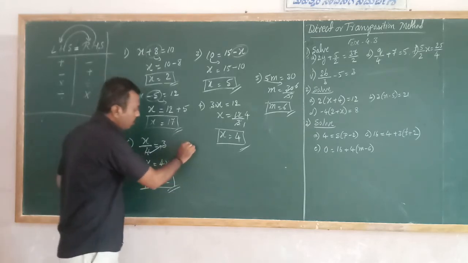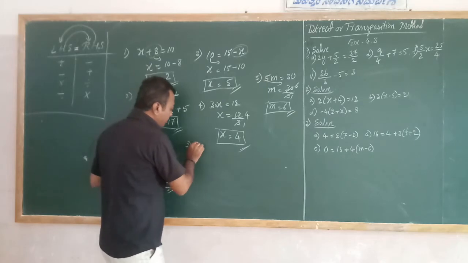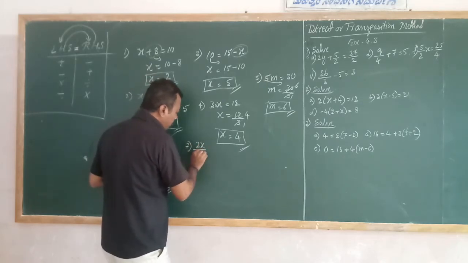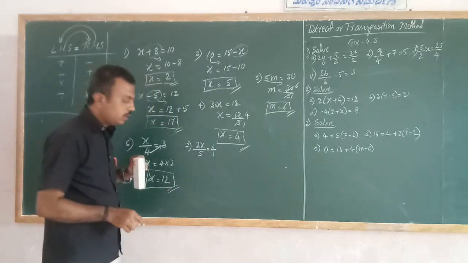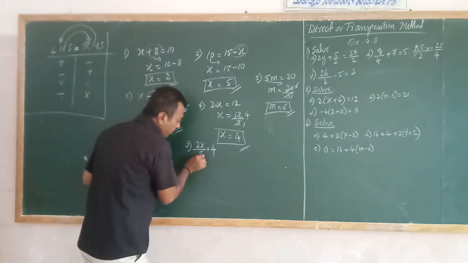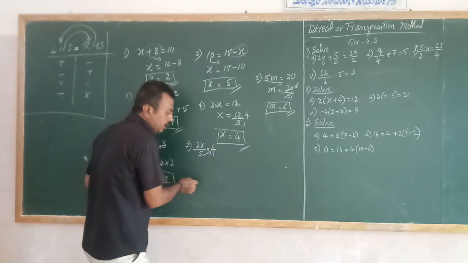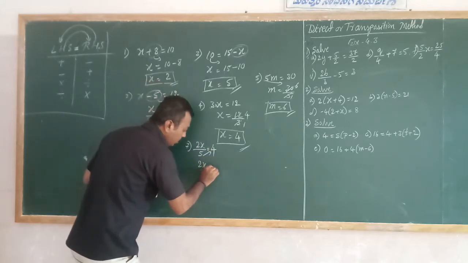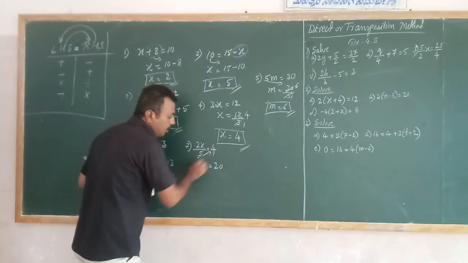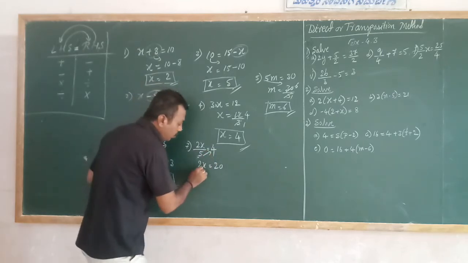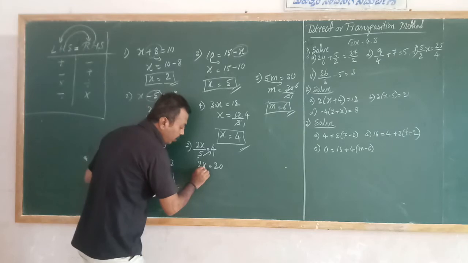So one more example. 2x by 5 is equal to 4, students. See, first we have to send the 5 to the RHS. What does it become? 2x is equal to 5 into 4. How much? 20. Directly I will multiply. 5 fours are 20. Now 2x is here, so we have to keep x only.